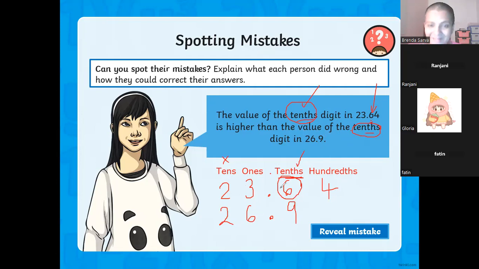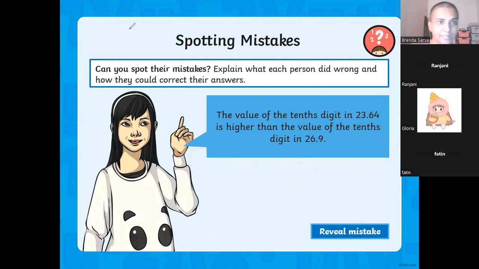They are not asking whether 23 is more than 26. No, darlings. They are asking you to compare only the tens place value. Do you understand now? They only want you to compare this 6 and this 9. Do you see it? Okay, can I have a thumbs up if you understand? If you're okay, good. So let's move on. Okay, guys, if not, we will not have time.